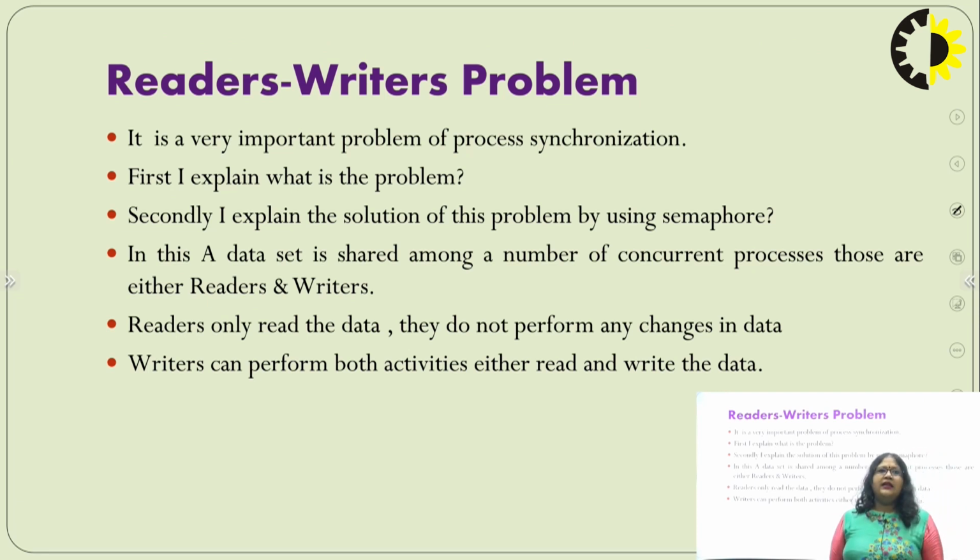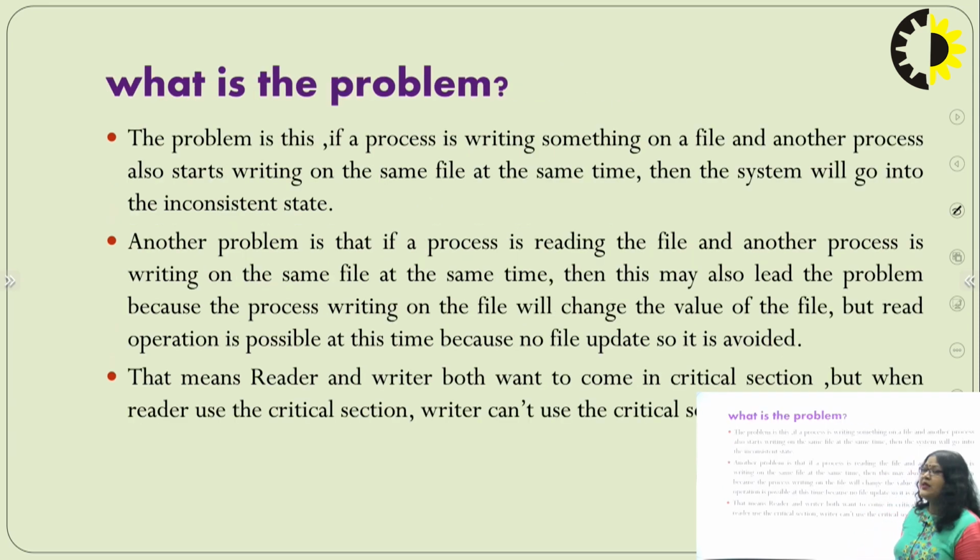Now the next problem is the readers-writers problem. What is the problem? Basically there are two things, the readers and the writers. Readers only read the data, they do not make any changes in the data. Writers can perform both activities, either read or write. Now what is the problem? If a process is writing to a file and another process also writes on the same file at the same time, then the system will go into an inconsistent state, because someone produces A, someone produces B, at the same time. So this is the problem of the writers.